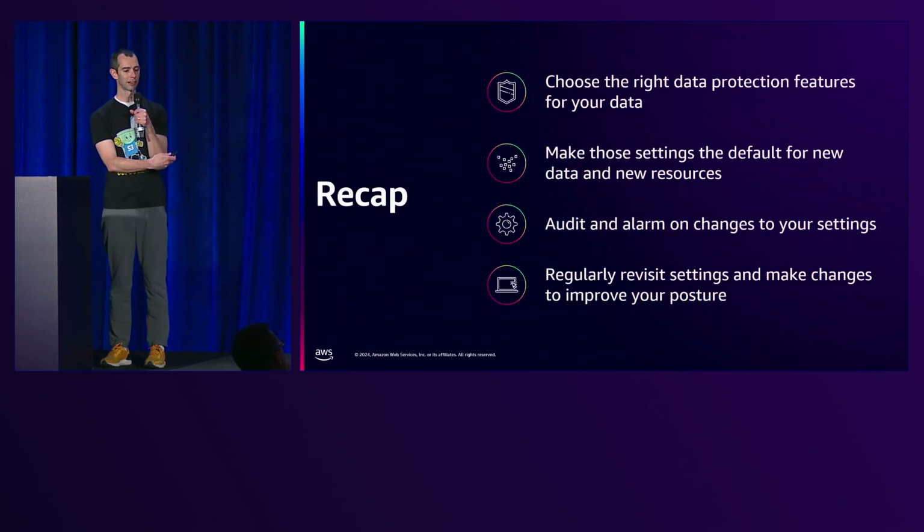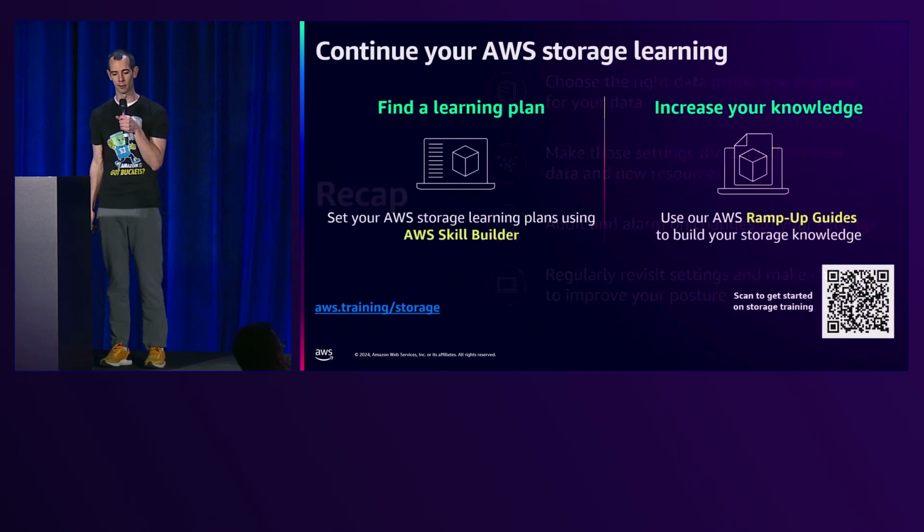So choose the right data protection features. Make sure those are the default moving forward for new buckets. Audit and alarm on changes and unexpected ones that might happen, and then regularly revisit those settings. I talked about going back to features earlier to see what's added. What's new to AWS Config? What's new to Trusted Advisor? Recommend you go back, take a look at those.